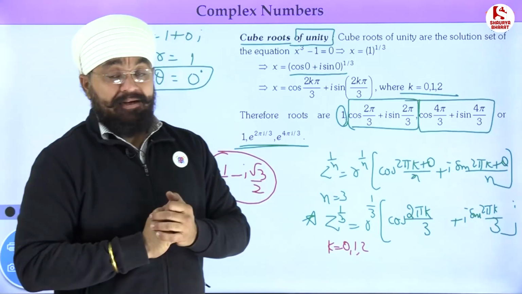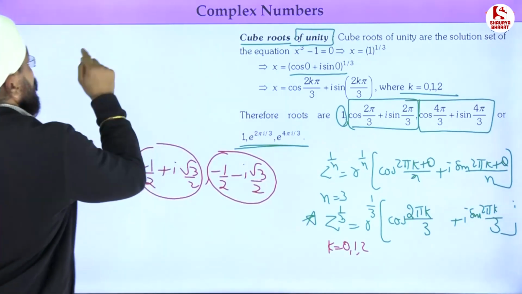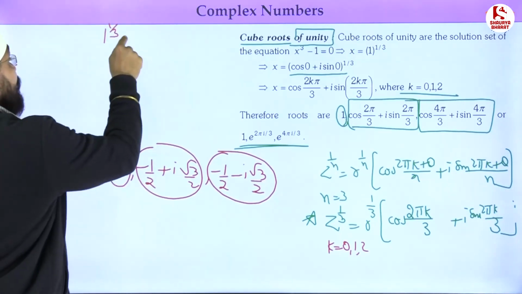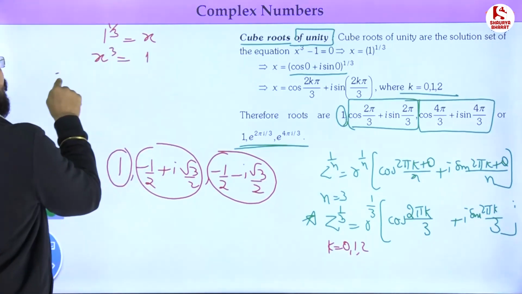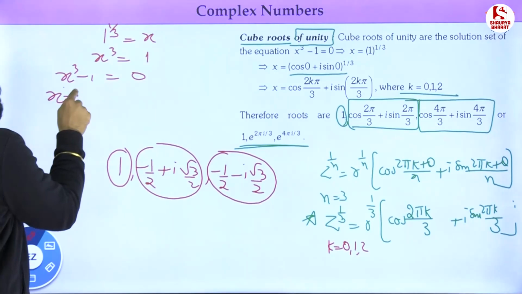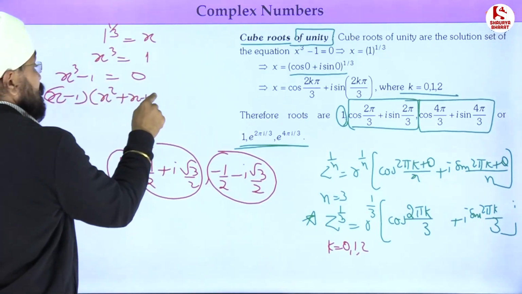This can also be obtained if you don't want to apply that particular theorem. So what we can do for this, suppose we want to find the cube root of 1. Let that cube root be x. So we have x cube equal to 1. This can be written as x cube minus 1 is equal to 0. So we have x minus 1 and x square plus x plus 1.